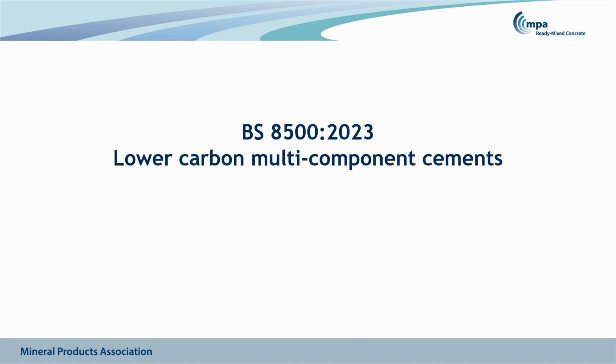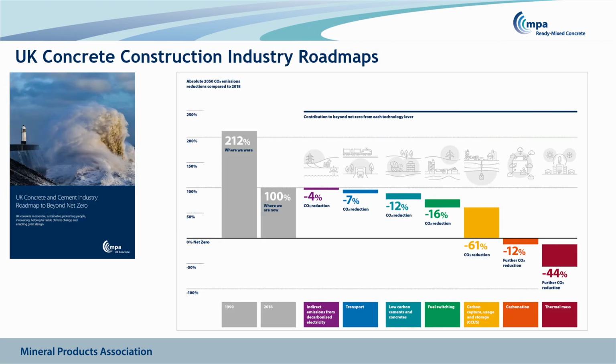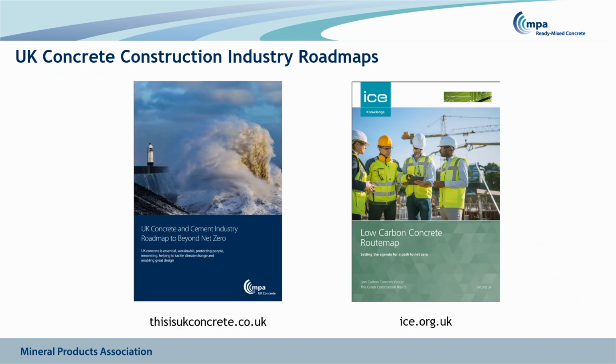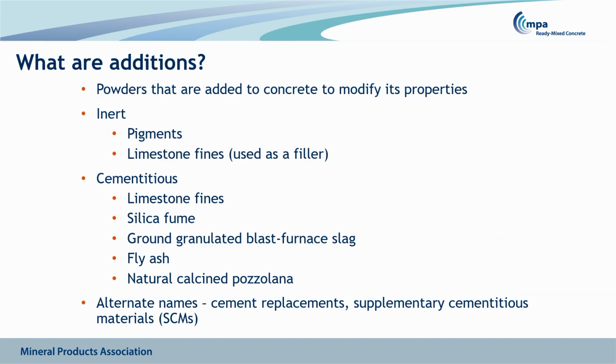So, just moving on to the lower carbon multi-component cements that we have included within the standard. I think most people will be familiar with this graph. It's from the MPA's UK Concrete Cement Industry Roadmap to Beyond Net Zero. And really we're looking at the third lever here. We're looking at the reduction of 12% through use of lower carbon cements and concretes. This requirement, or the need for these materials, is also accepted in the low carbon concrete route map. But if anybody hasn't read these, they're both free to download from these websites and give some really good information on producing lower carbon concretes.